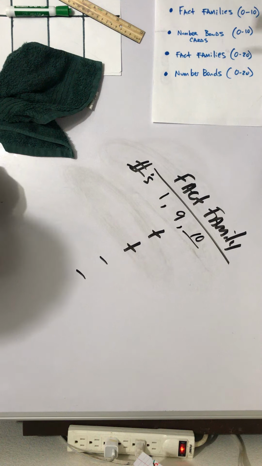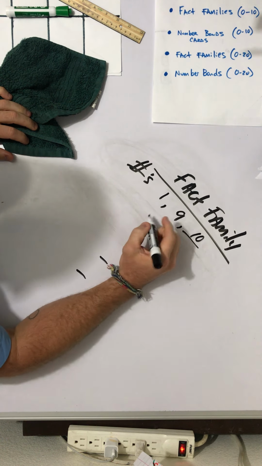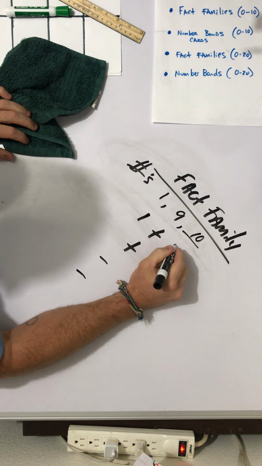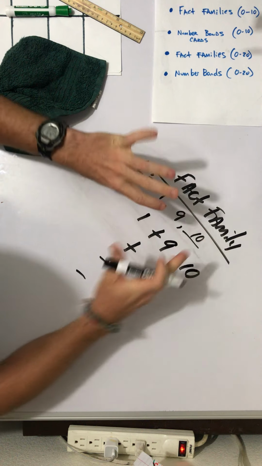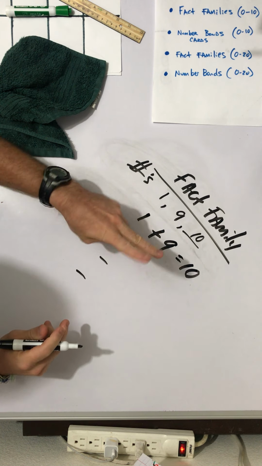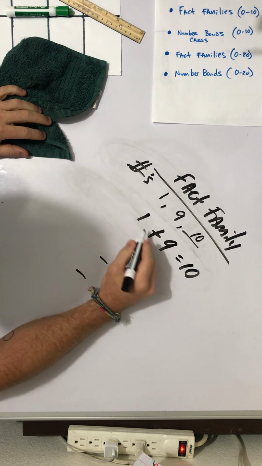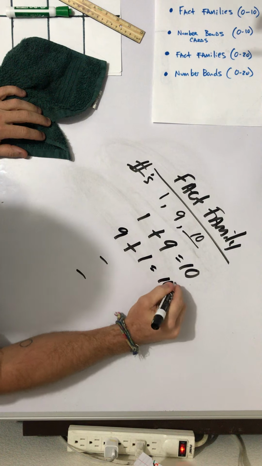You'll see how it looks. We've done it with the kids, but here's how it goes. Okay, 1 plus 9 equals 10. Now we're going to use the same numbers, just in different order. Okay, so instead of having 1 plus 9, we're going to have a turnaround fact where we switch them around. Instead of 1 plus 9, it's going to be 9 plus 1 equals 10.